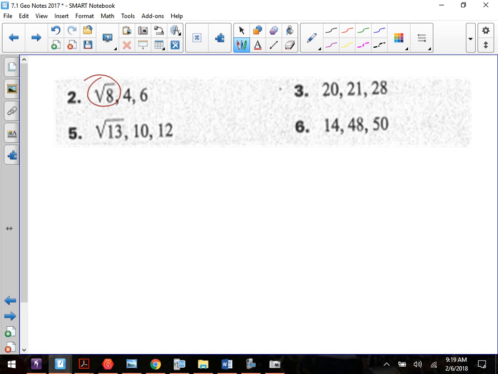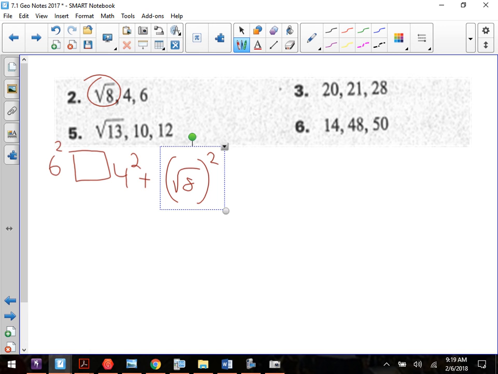Okay. So if I'm checking this, then if we do the square root of 8 quantity squared, move this to the other side here. 4 squared plus that. What's the relationship to the 6 squared? Well, that's 36, 16, and 8. So 36 is then larger than that. So what kind of triangle does that make?